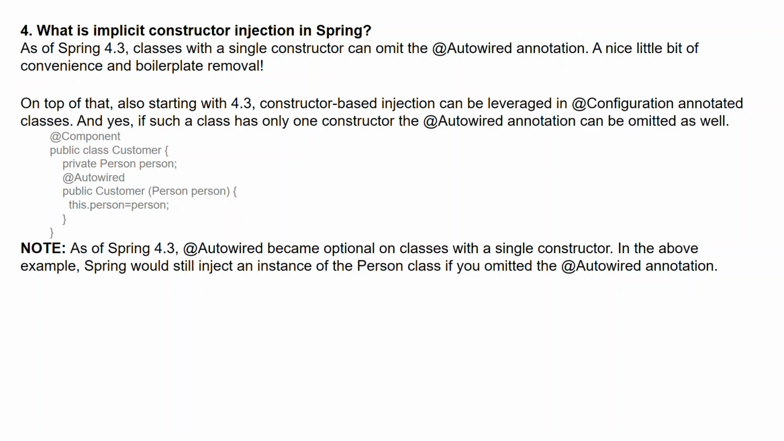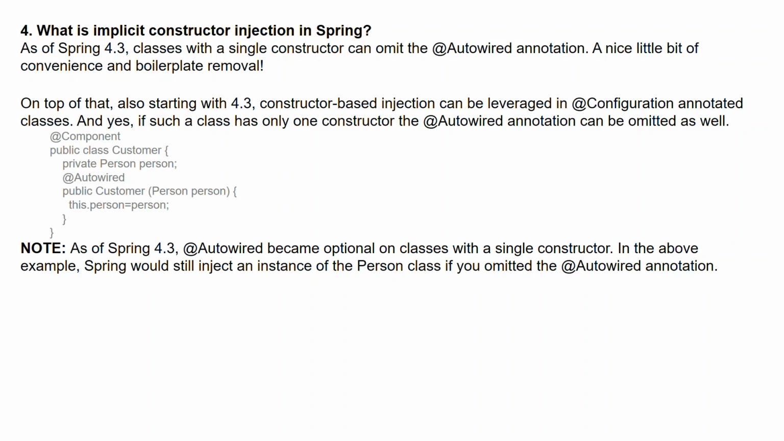4. What is implicit constructor injection in Spring? As of Spring 4.3, classes with a single constructor can omit the @Autowired annotation. A nice little bit of convenience and boilerplate removal. On top of that, also starting with 4.3, constructor-based injection can be leveraged in @Configuration annotated classes. And yes, if such a class has only one constructor, the @Autowired annotation can be omitted as well. See an example.